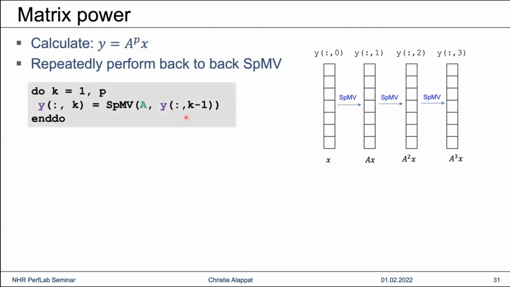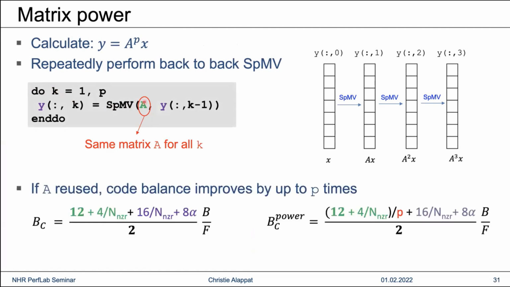However, if we see the algorithm, we see that the matrix A is the same for all the k iterations, right? So the idea is, can we reuse the matrix A? If we can reuse the matrix A, then the code balance can improve by a factor of p times. And yes, the answer is yes, we can improve the code balance. For this, we can use the same level-based concept that is used in RACE.